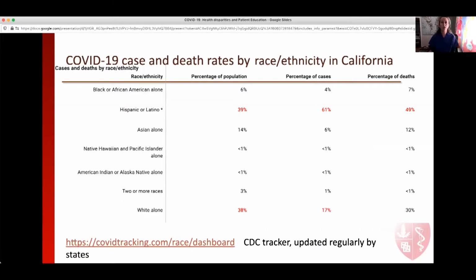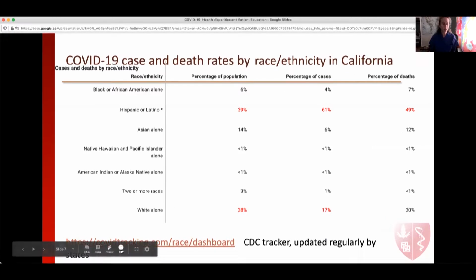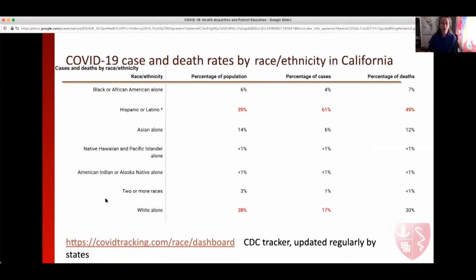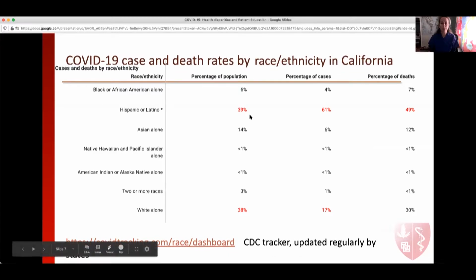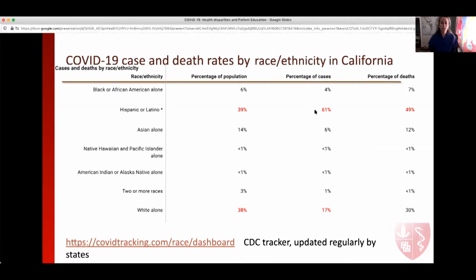I'm going to bring it a little bit closer to home, looking at California. This is on, you can look it up yourself, the COVID-19.com race dashboard. Goes by states. This was at the beginning of November. Obviously, the rates will change. You can look it up yourself. In California, Latinos make up 39% of the population, but represented 61% of the cases of COVID-19, dramatically higher than we would expect.